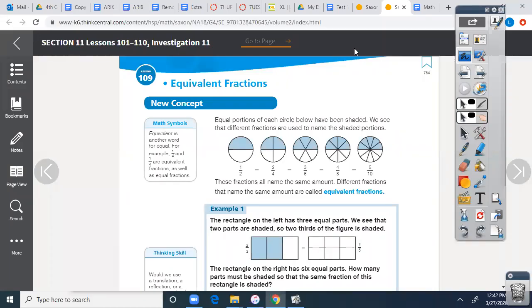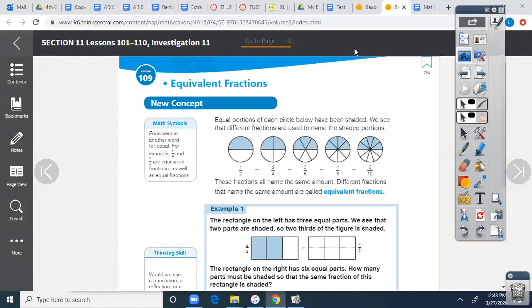Happy Monday! We are going to be doing lesson 109 today, equivalent fractions. We're actually going to spend 2 days on this lesson. So today we'll learn the first part of this lesson, and then tomorrow we will learn a little bit more about equivalent fractions. So we are going to go through a couple examples, and then we'll do a lot of practice, okay? One thing that you need to know is what the word equivalent means.